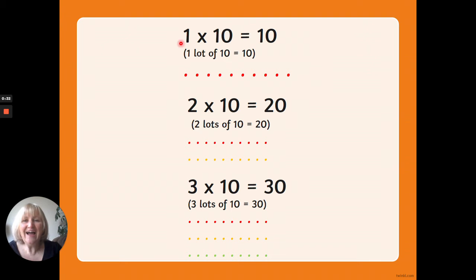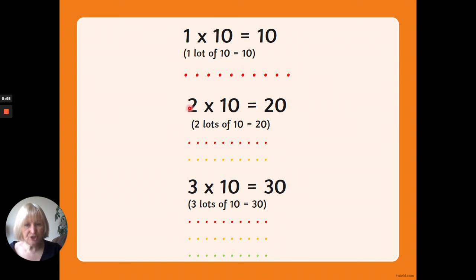Okay, I can see a number 1, and then it isn't an add, it's a times. I can see 1 times 10. That means 1 lot of 10. And that's 10, isn't it? If you just do this once and you're counting, that's 10. And there are 10 red spots.